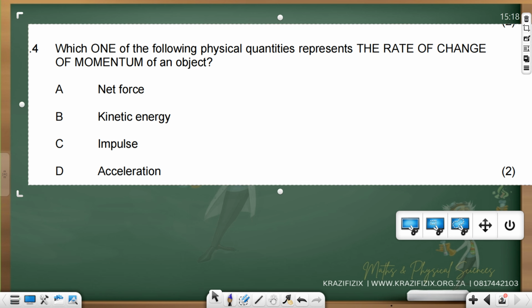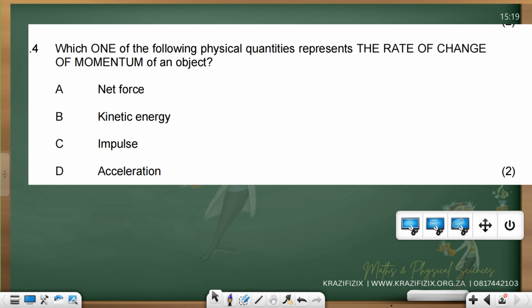Which one of the following physical quantities represents the rate of change of momentum? What I'll tell you is to write that formula. Rate means divided by time. Write the formula, Shamil. Change that thing into a formula. Rate of change of momentum. Once you write that, you will be able to see what you're doing.